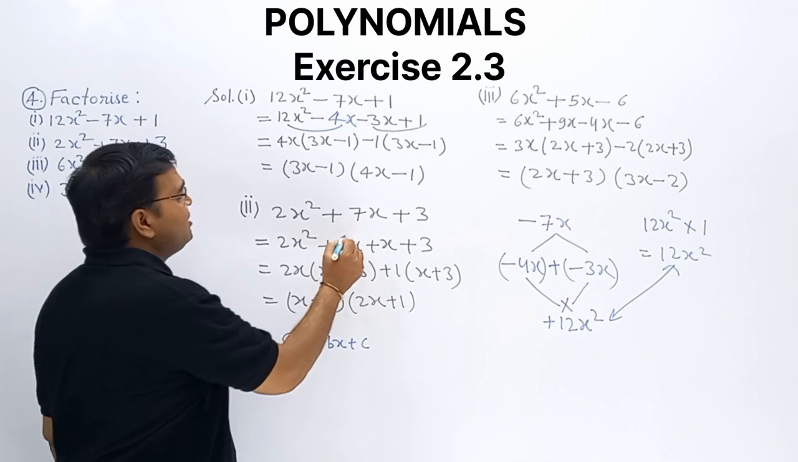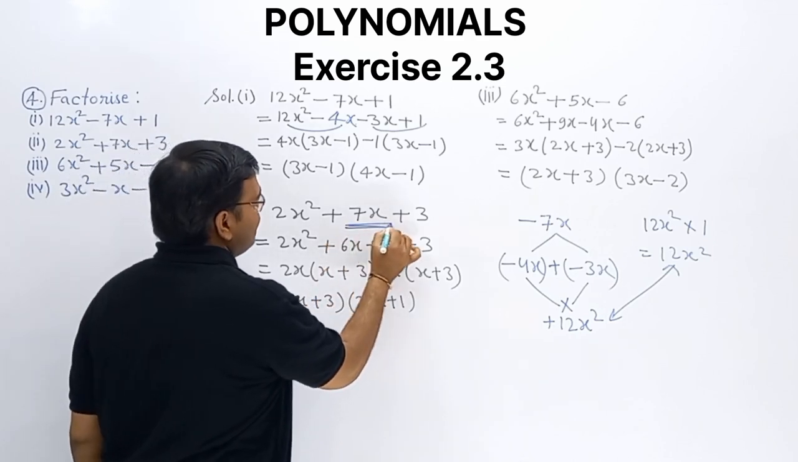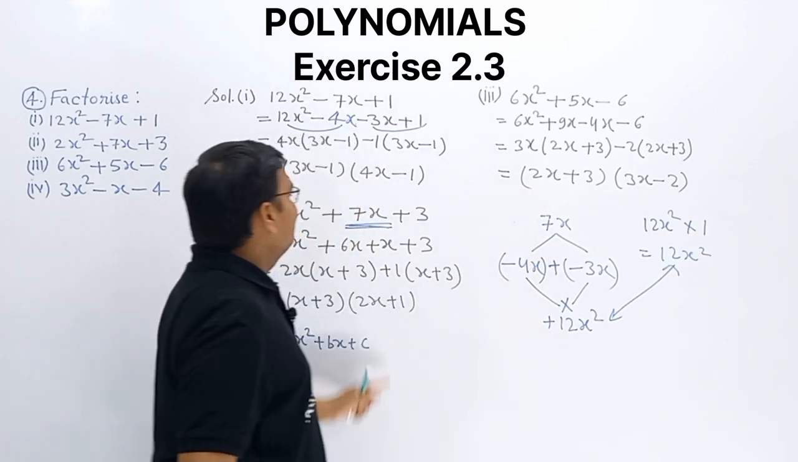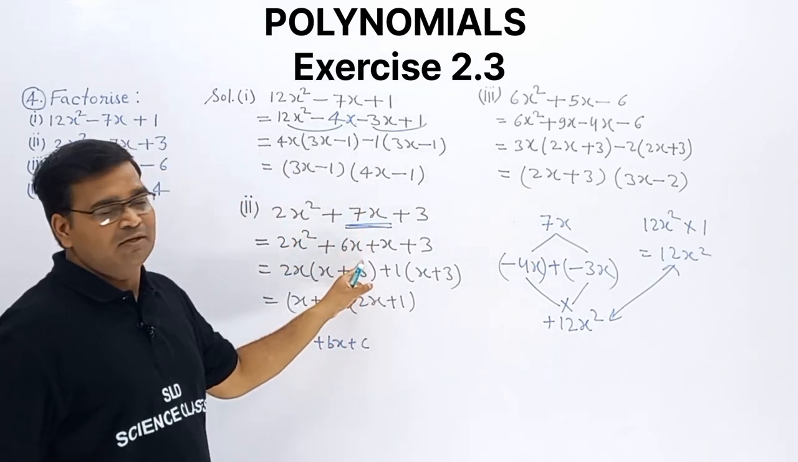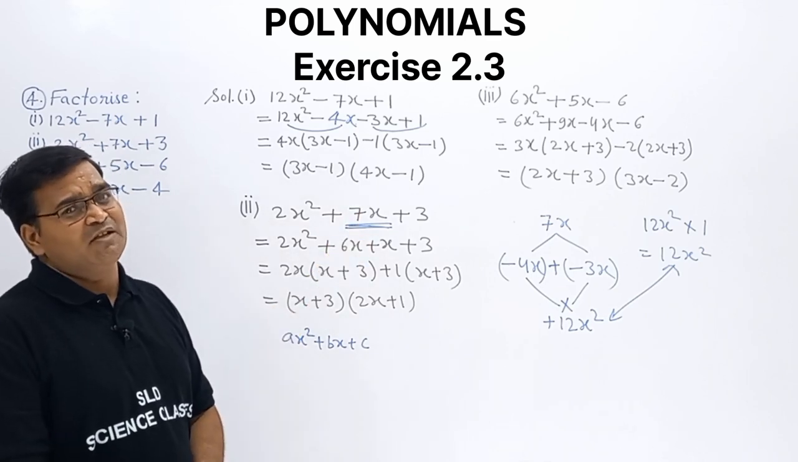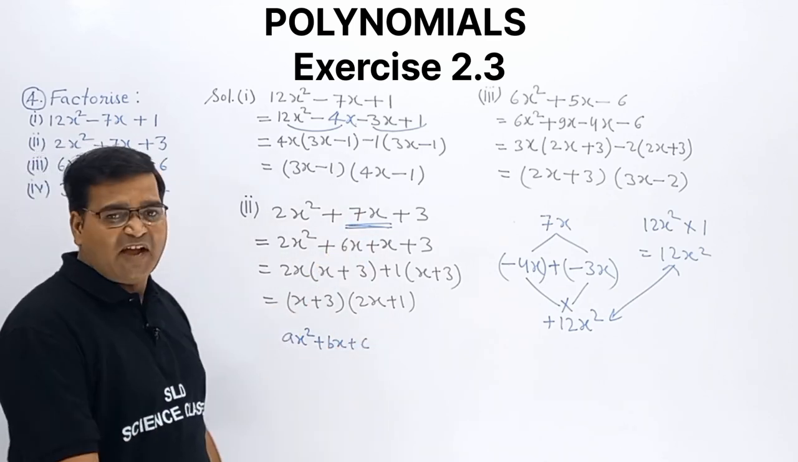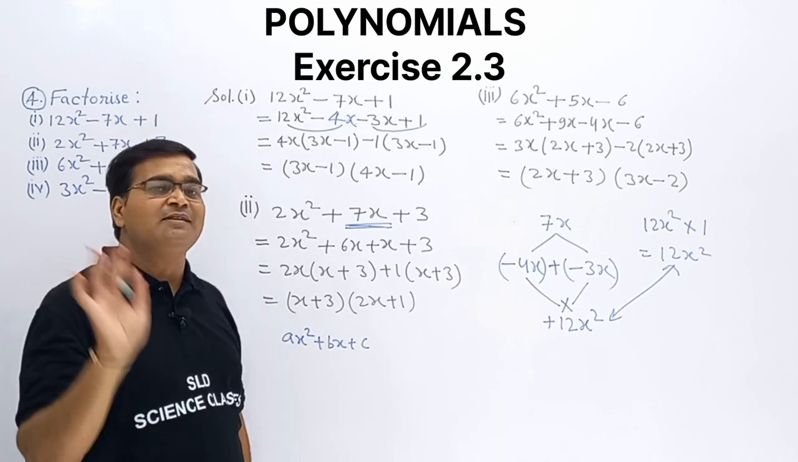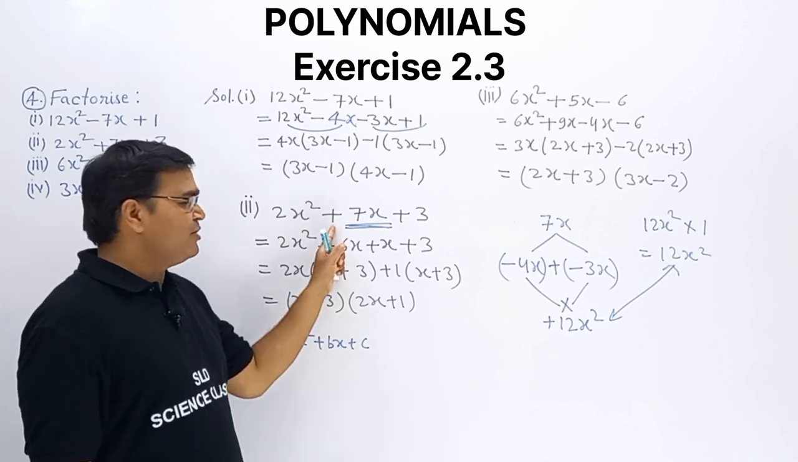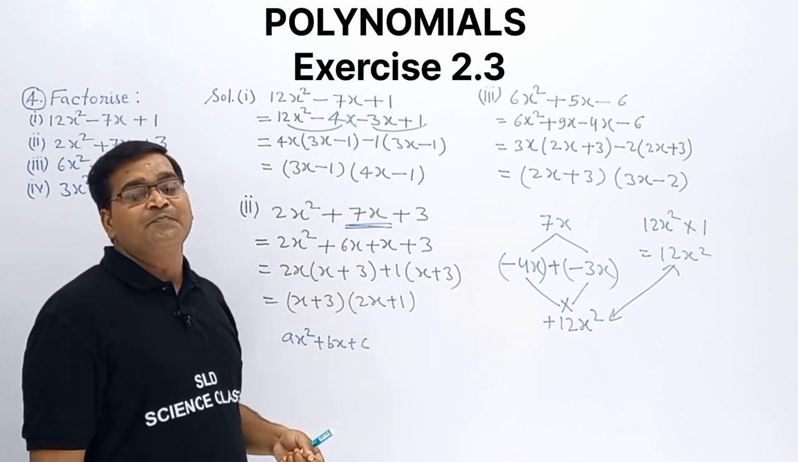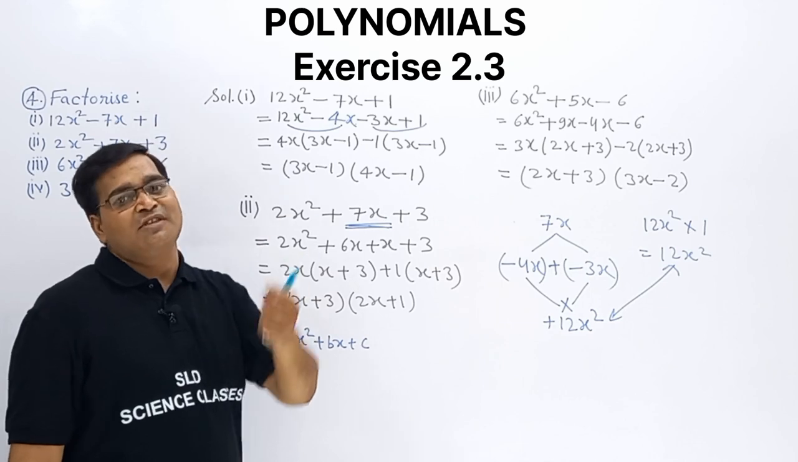We want to split this one, 7x. Clear? Into two parts. Two parts of 7 is what? 5 and 2, 5 plus 2, 7. 6 plus 1, 7. Clear? Positive we are having, so we will use positive numbers. And 8 minus 1, 7.